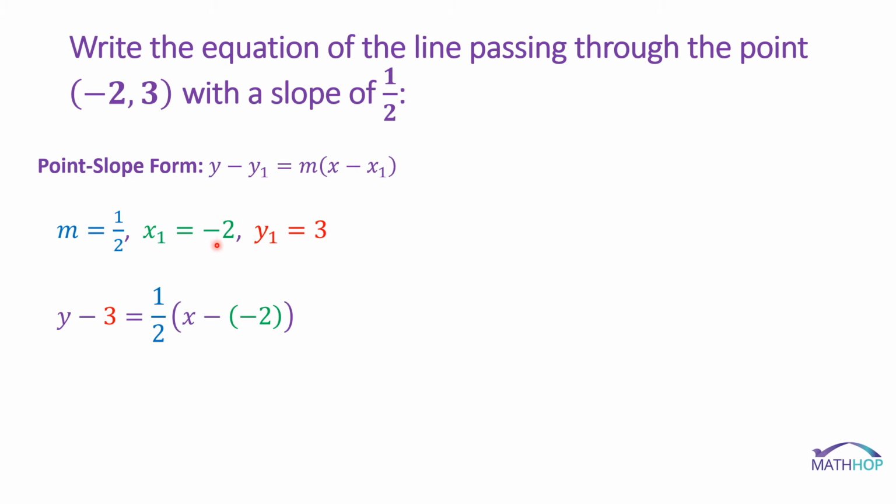Remember, if your x or y is negative, you're going to wind up with a double negative within here, or within here if it was y. And that is always, always, always going to give you a positive. So we end up with y minus 3 equals 1/2 times the quantity x plus 2.